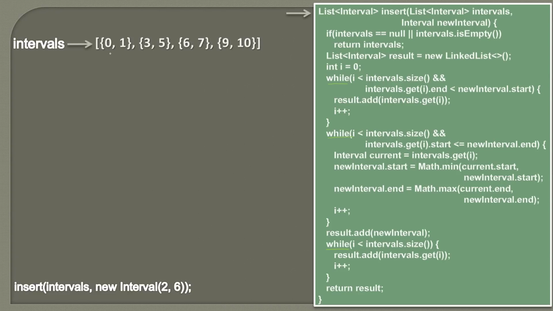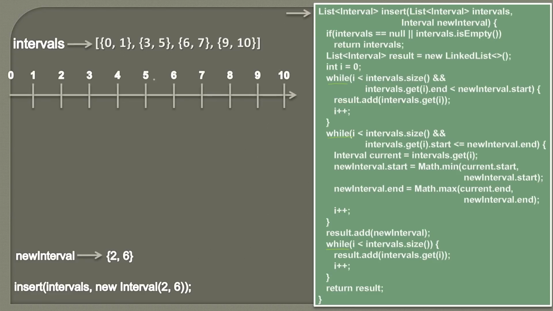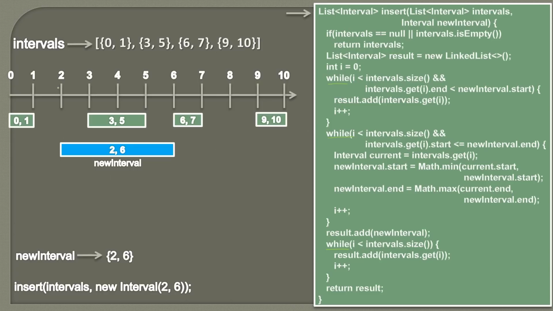So let's say we have a list of intervals as 0, 1, 3, 5, 6, 7, 9, 10, and we need to insert 2, 6. If we plot all these intervals on the time axis, it would look something like this: 0, 1, 3, 5, 6, 7, 9, 10. We need to insert 2, 6, which is from time 2 to 6.